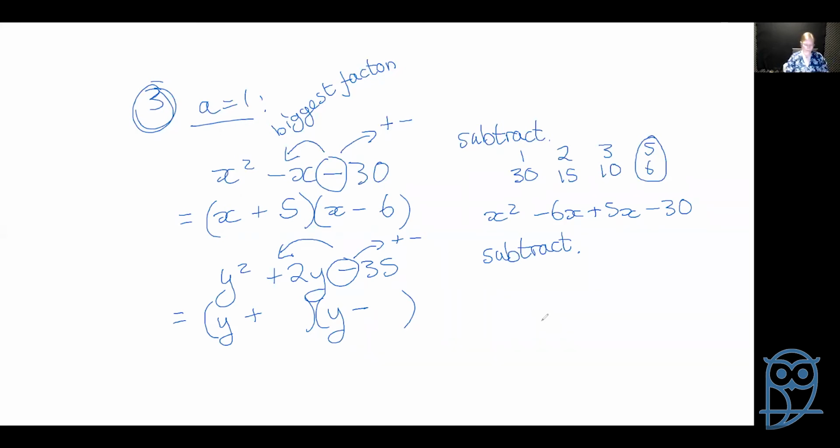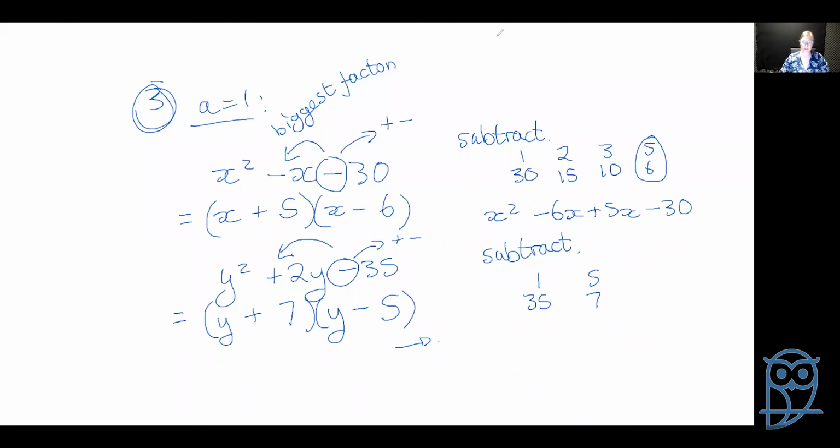So our factors of 35, we have 1 and 35. That's going to give us 34. That's not going to work. And then we have 5 and 7. That is going to give us our numbers that we need. So our 7 goes over here because it's our biggest factor, and our 5 goes over here.